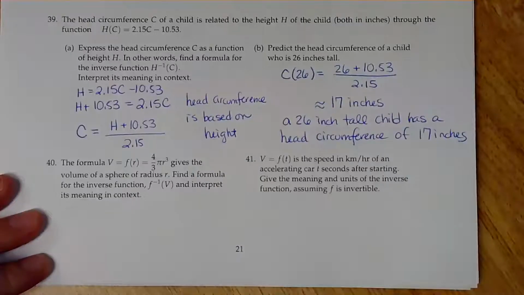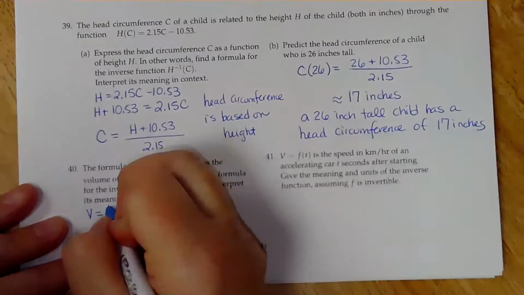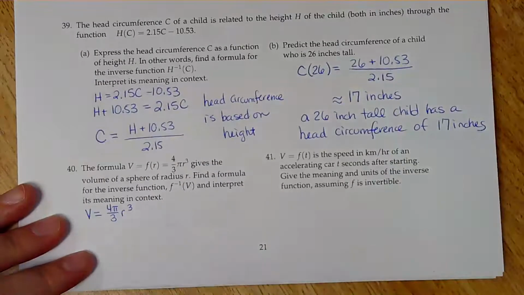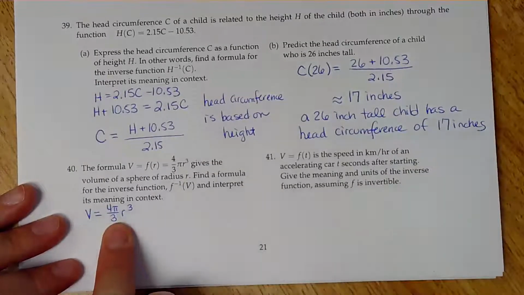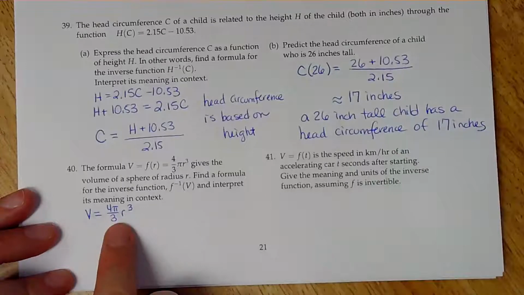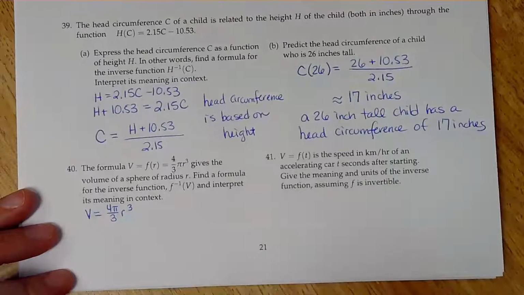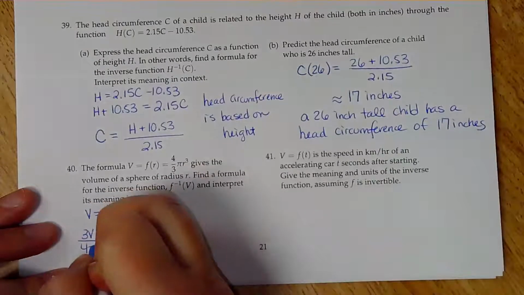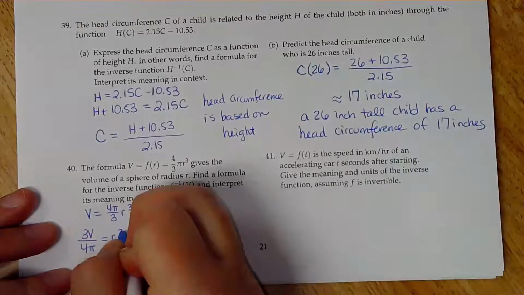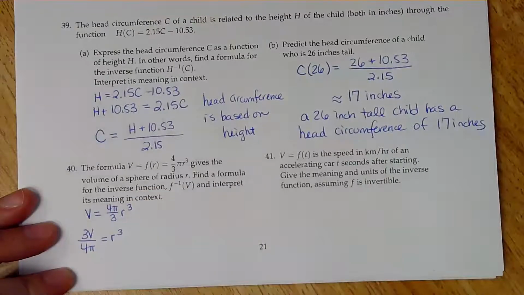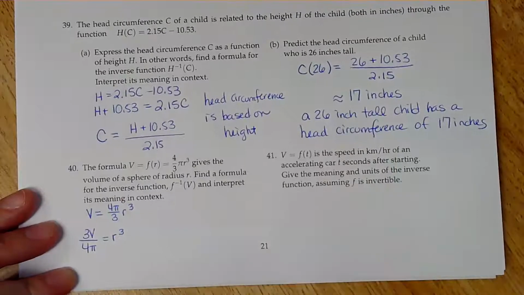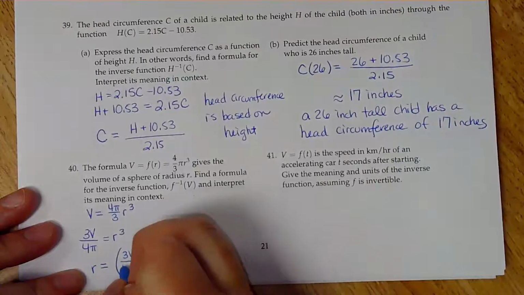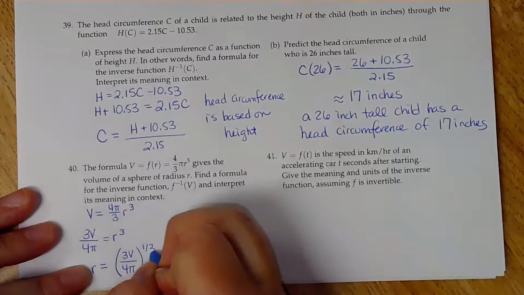Okay, so number 40, I have v is equal to 4 pi over 3 r cubed. I'm going to divide both sides by this 4 pi over 3. When we divide fractions, we multiply by the reciprocal, so we turn it over and multiply. That gives me 3v over 4 pi is equal to r cubed. Then to get r by itself, I will take each side to the 1/3 power. So that gives me r is equal to 3v over 4 pi to the 1/3.